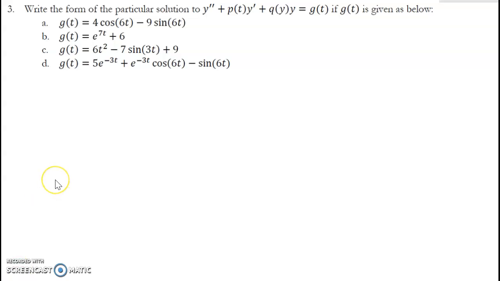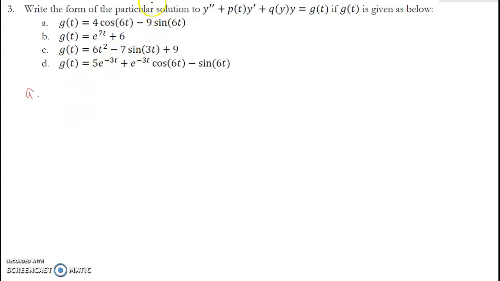Alright, so let's continue with our problems. So number 3, we're given a few parts, and we are also trying to find the particular solution of the form of it for the given g of t's. Okay, so let's do A.